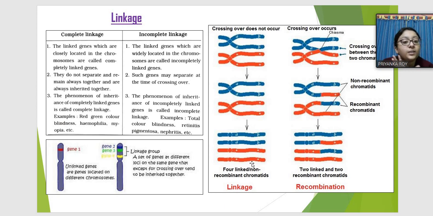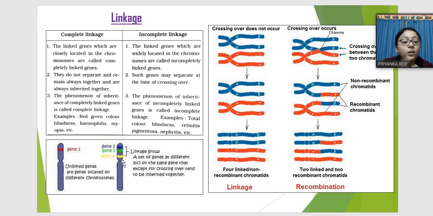This is known as the complete linkage phenomenon: when the genes are closely located together, they are completely inseparable, so they are called completely linked genes. When the linked genes are widely located like here, we call it incomplete linkage, because such genes may separate at the time of crossover. But completely linked genes will not separate during crossover. So this is complete linkage and this is incomplete linkage.